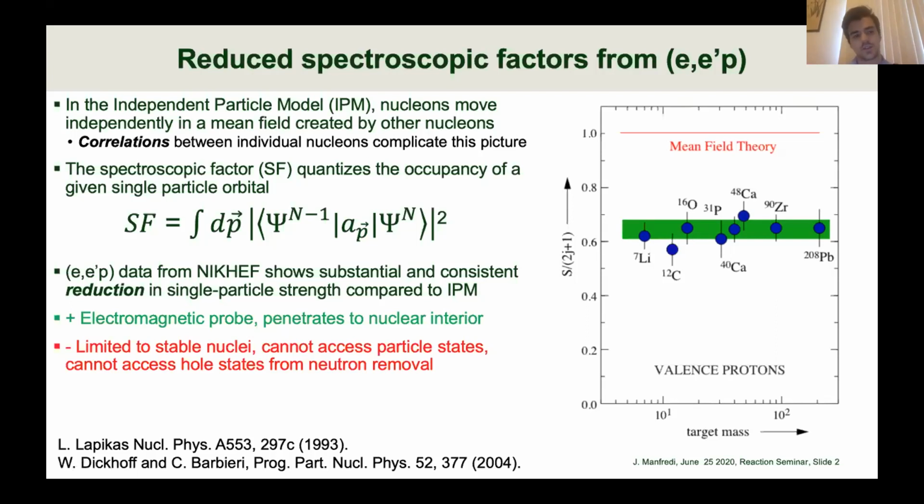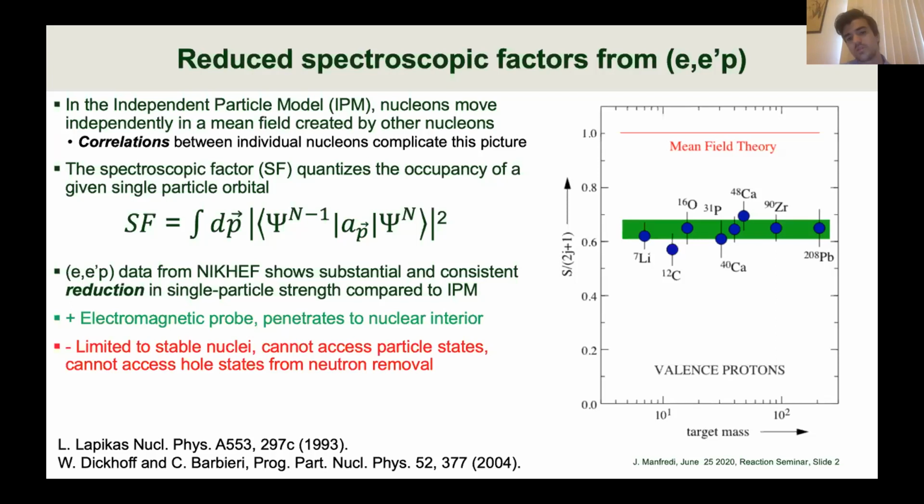And this (e,e'p) probe is nice, first of all, because it's electromagnetic rather than hadronic. So, in principle, it's more straightforward to model and also can penetrate to the nuclear interior a little bit more easily. But on the other hand, in the nuclear structure and nuclear reactions community, we're often interested in exotic nuclei. And (e,e'p) cannot, as of now, or has not reached beyond the valley of stability.